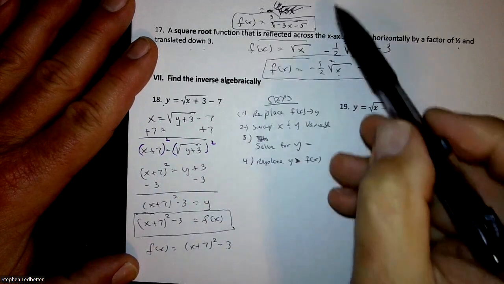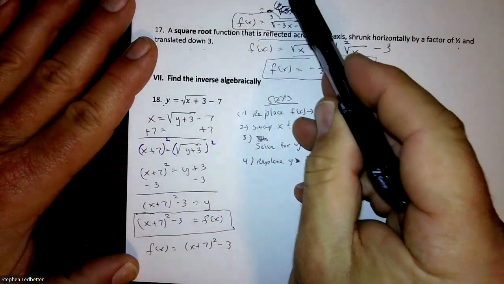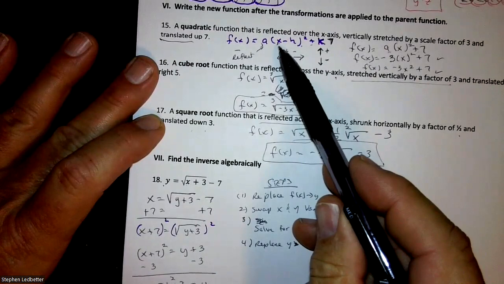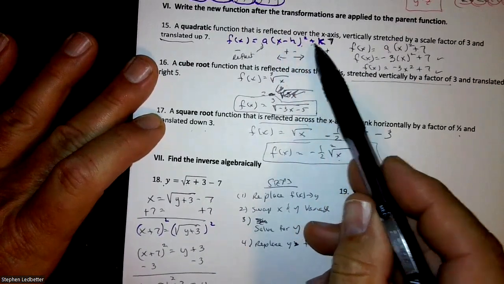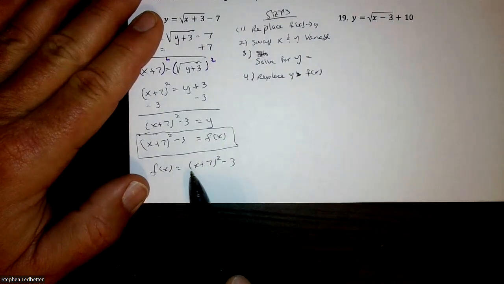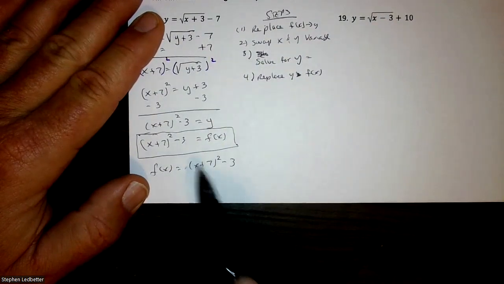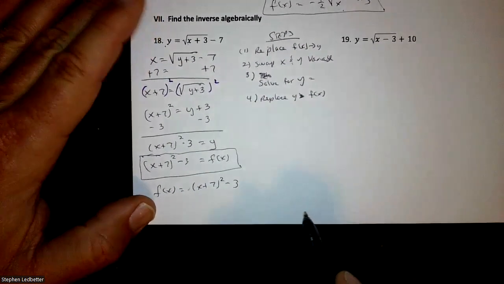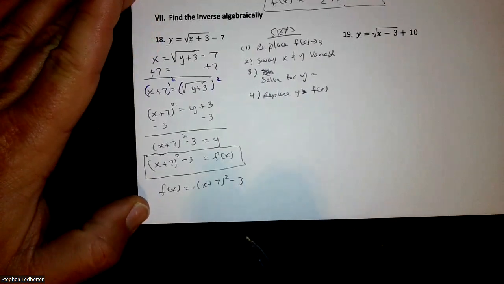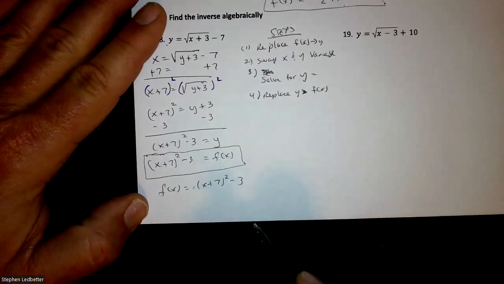Doesn't this look like the vertex form up here? You can't see it, but in the parentheses, x minus something with a square, plus a number. Same thing. The number outside would be a 1. The number on the A is a 1, so it's the same thing. Okay, and that's the answer for that one.